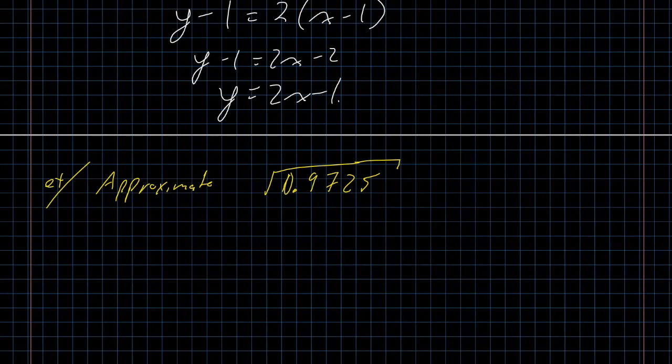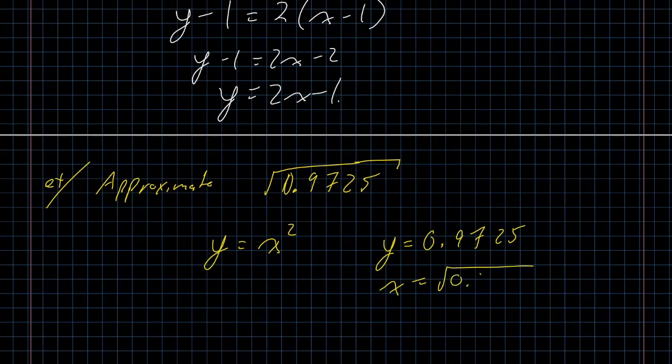But we're looking for a value. y equals x squared. That's the same thing as saying that x is equal to the square root of y. So if we say that y is 0.9725, then x is the square root of 0.9725. And we can use our tangent line approximation to get something close to that value.